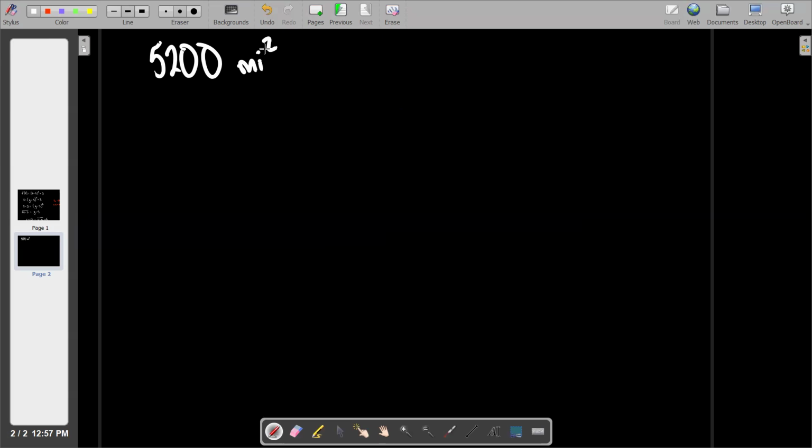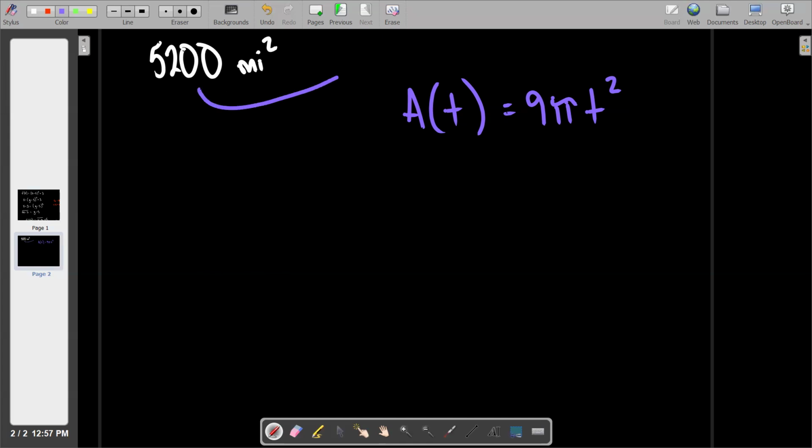Set it equal to 9 pi t squared. Good. So let's just remember that the function a of t is equal to, what was it, 9 pi t squared. Is that correct? Is that what we did? And so what we're going to do is rather than putting 5,200 in place of the input, we're going to put it in place of the output. So the 5,200 is actually going to go right there.